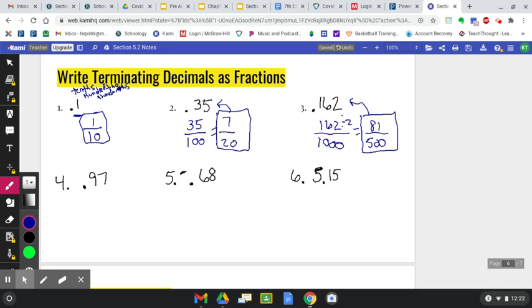All right, see if you can do number 4 and 5, and then we'll talk about number 6 as well. So pause the video here and do number 4 and 5.